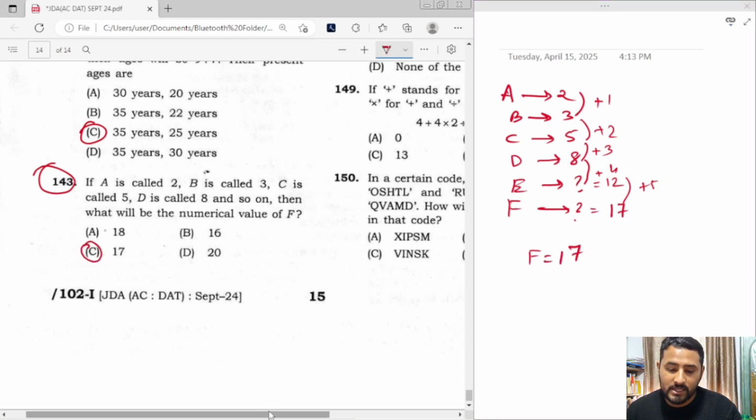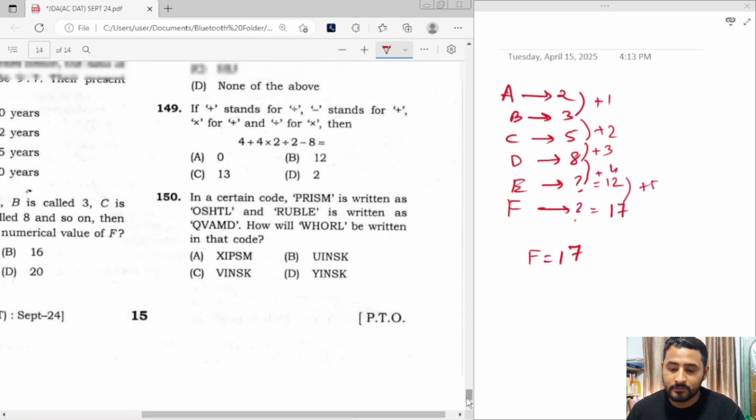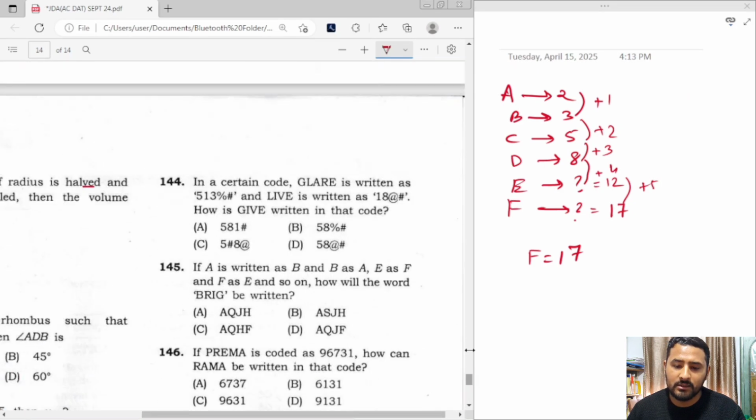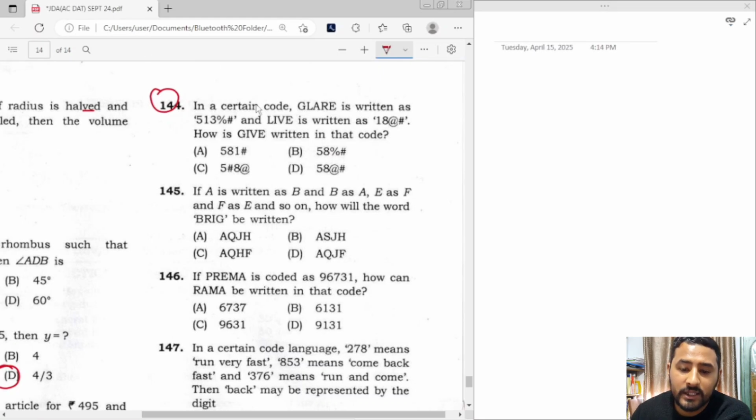Okay, let's go next. That is 144. I hope this is clear. Very easy. Okay, let's go to 144. So 144 is an interesting coding decoding question.